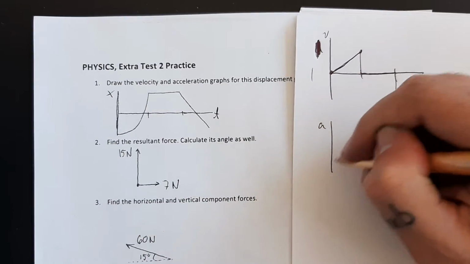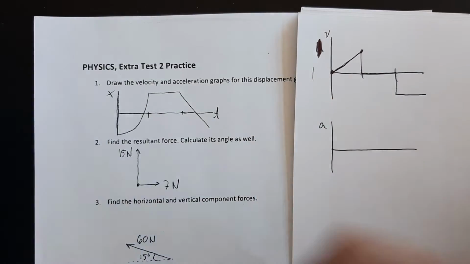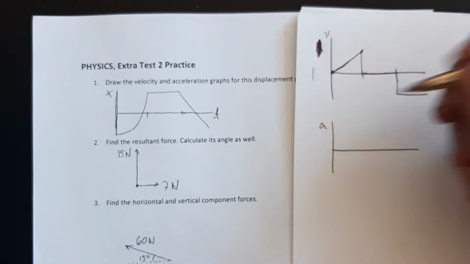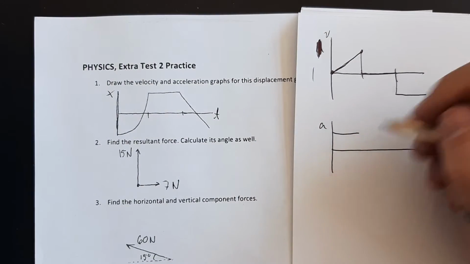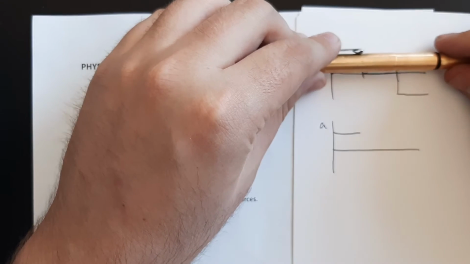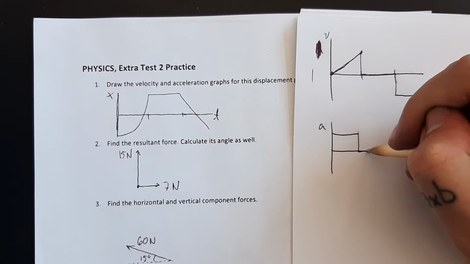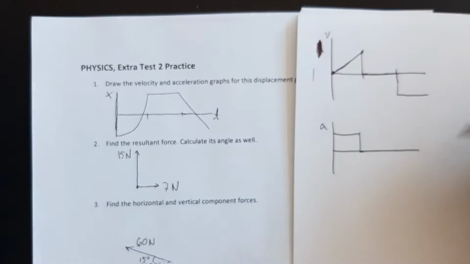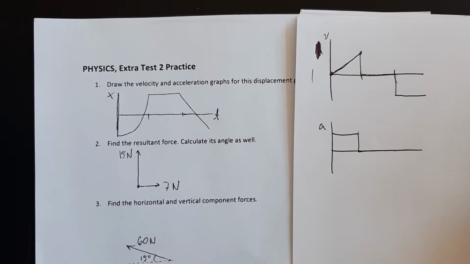Our acceleration graph, looking at the slope of this graph. We've got a positive slope at the beginning and it's constant the whole time. So positive constant slope. Here, our slope is 0 because it's flat. So our acceleration graph will go to 0. Our slope is also flat here, so it will stay at 0 for the rest of the graph. Okay, so there's our acceleration graph.